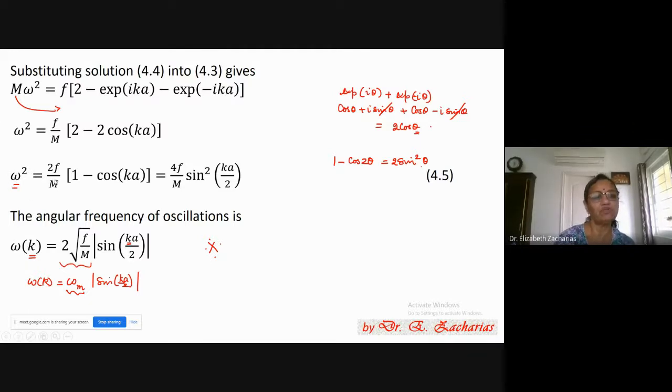You get an equation: omega square is equal to 4f by capital M sine square Ka by 2. Now this capital M is the mass of each of the atoms or ions sitting at the lattice. Then ultimately we arrive at the equation for the angular frequency of oscillation, omega. And you see that omega is a function of K. On the right hand side, there is only one variable K. So you write omega as a function of K.